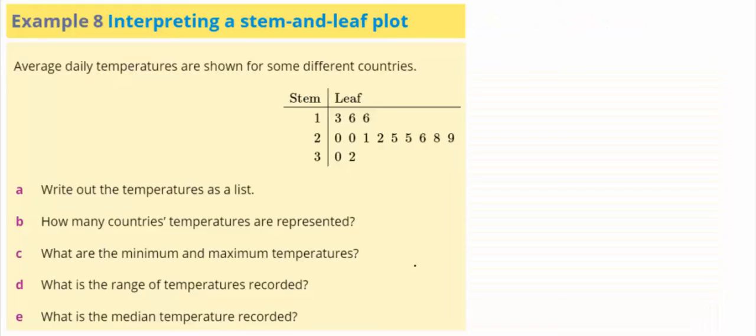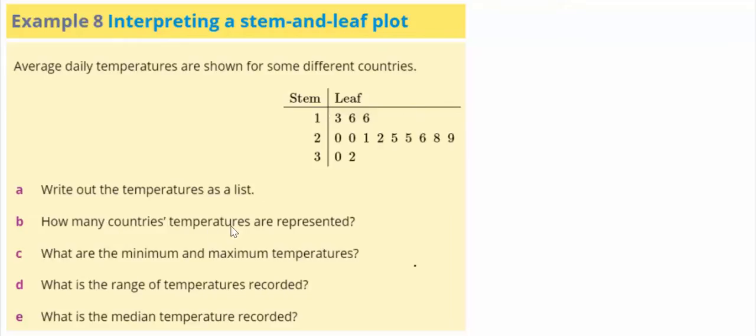All right, let's get into an example. Knowing that information, I want you to have a go at this example that is in your note-taking sheet. So sheet, not sheep, note-taking sheet. Average daily temperature shown for some countries. So you have this in your note-taking sheet, and I want you to go through and answer each of these questions. First, write out the temperatures in a list to begin with.